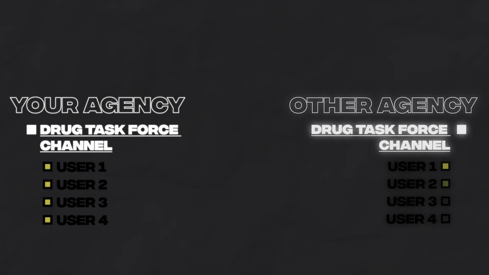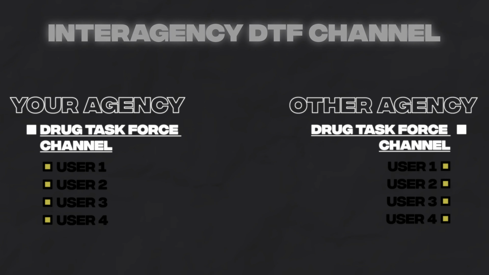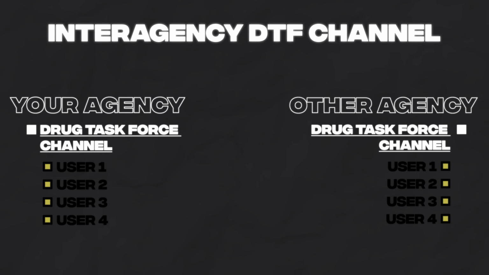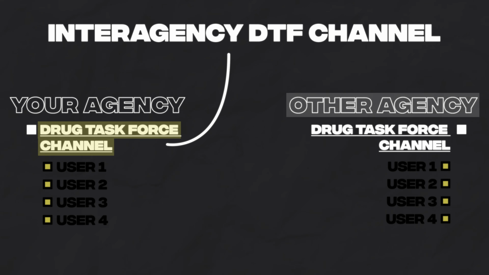So, let's say you have hand-selected users that are currently in a DTF channel within your agency. You want them to interoperate with another agency's DTF channel. You will navigate to the Interagency Included Channels tab and select your agency's DTF channel and add it to the interagency channel. You will then go to Invites and send the other agency an invitation to add their own channels to the interagency channel. Once they accept the invitation, they will then be able to add their own DTF channel.